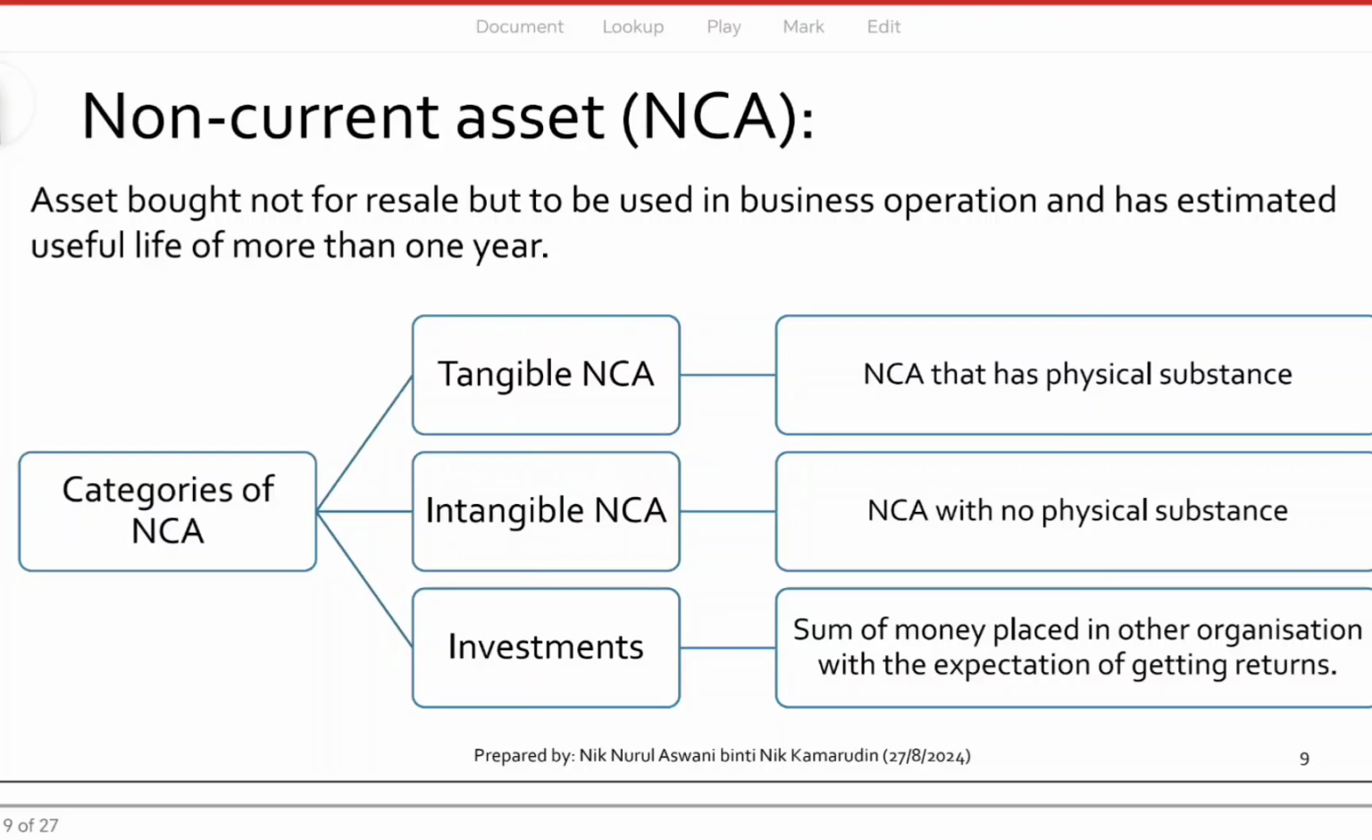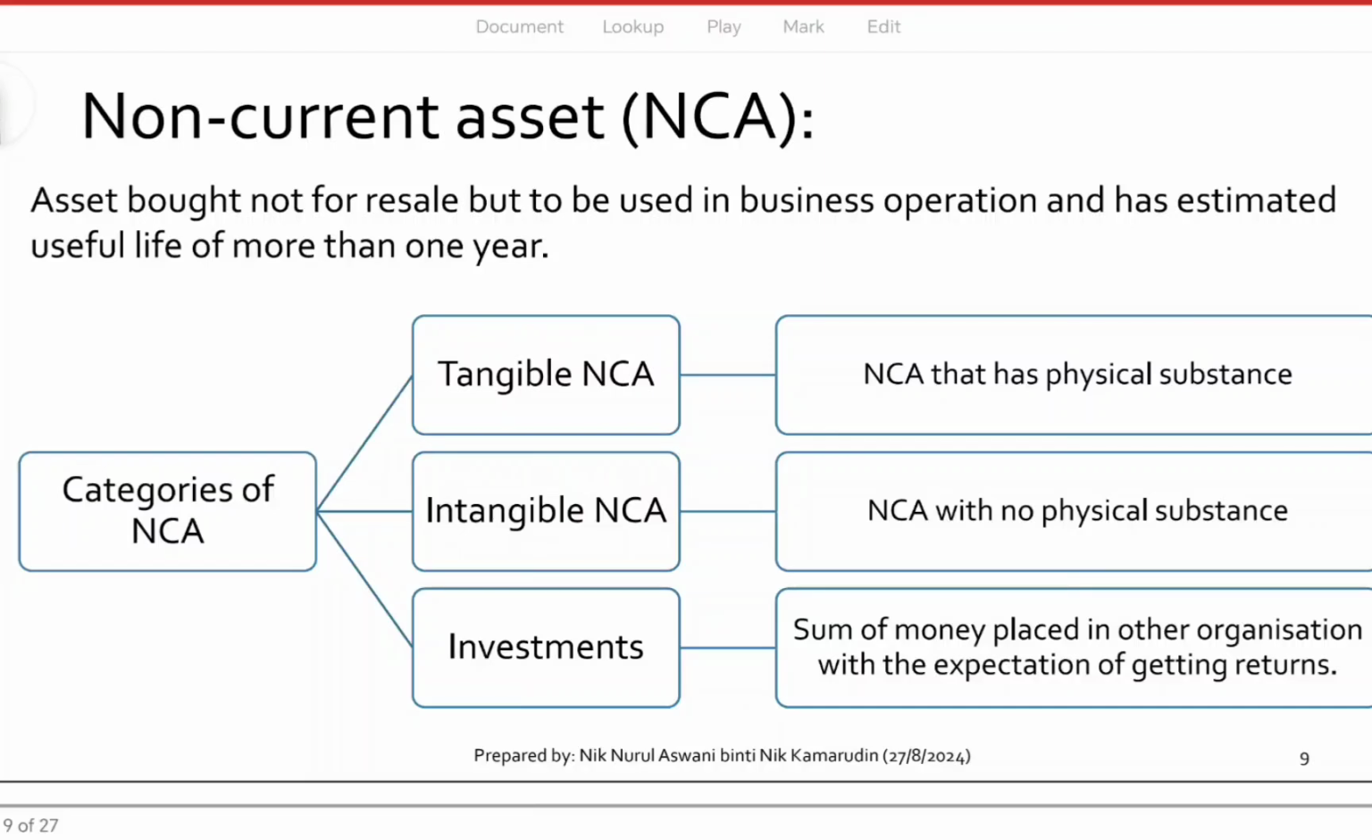So if you bought any items not for resale but to be used in your business operation, for example, if you acquire a building, it is not for resale but to be used by the business as a business office, or as a business production department, or maybe as a warehouse, and it is to be used for more than 1 year, then that item can be considered as an asset under the category of non-current asset.